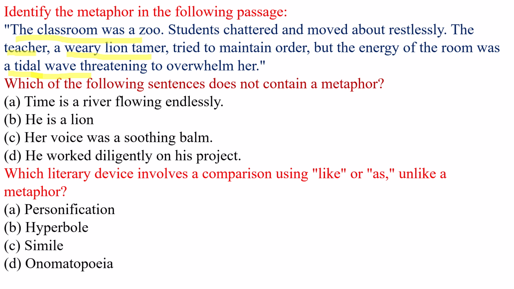So let's see the next question. Which of the following sentences does not contain a metaphor? Time is a river flowing endlessly. He is a lion. Her voice was a soothing balm. He worked diligently on his project. The first sentence is a comparison without using like or as, so it's a metaphor. And he is a lion, it's a metaphor.